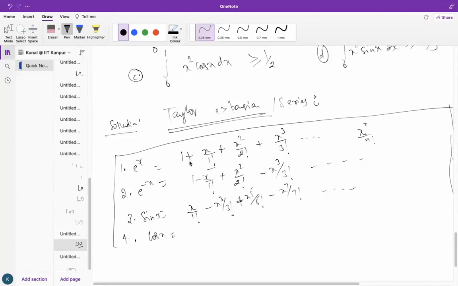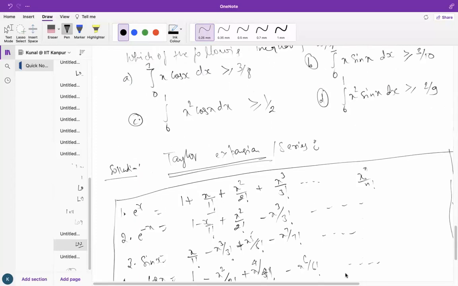Now for cos 0, it is 1, so we start from 1, and again raise the power, so it will be x squared by 2 factorial, with alternating signs. So it will look like 1 minus x squared by 2 factorial, plus x to the power 4 by 4 factorial, then minus x to the power 6 by 6 factorial. So this is what we have to do.